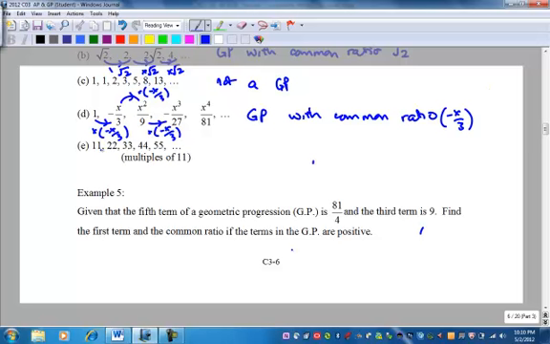For E, from one term to the next, we are adding 11. So actually E is an AP, it's not a GP. For E, we have an AP of common difference of 11, not a GP. In the next example, example 5, we will examine how we can use the general term of a geometric progression. Thank you.